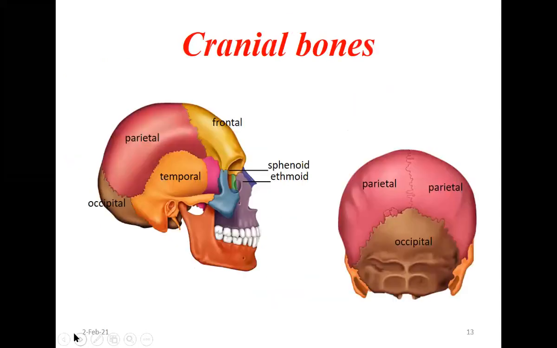Now here you can see the cranial bones, which form the cranium. This is called the frontal bone. This is the parietal bone. This is the occipital bone, and on either side, it will be the temporal bone. So all these bones form the cranial bones. Here, from behind, this is the occipital bone, and there is a pair of parietal bones on either side. All these bones are in pairs except the occipital bone.